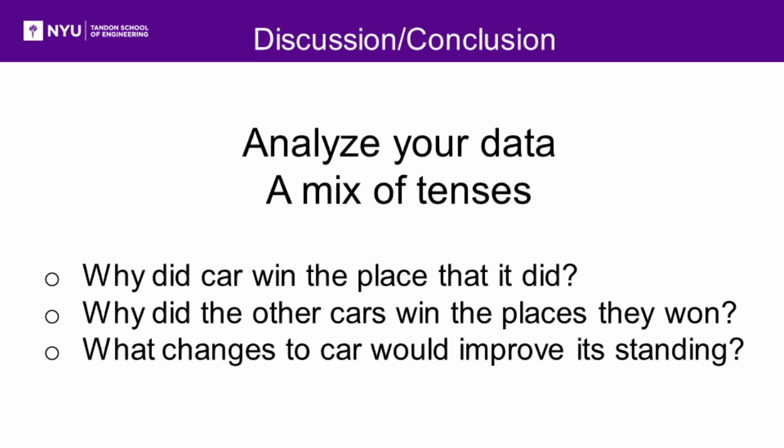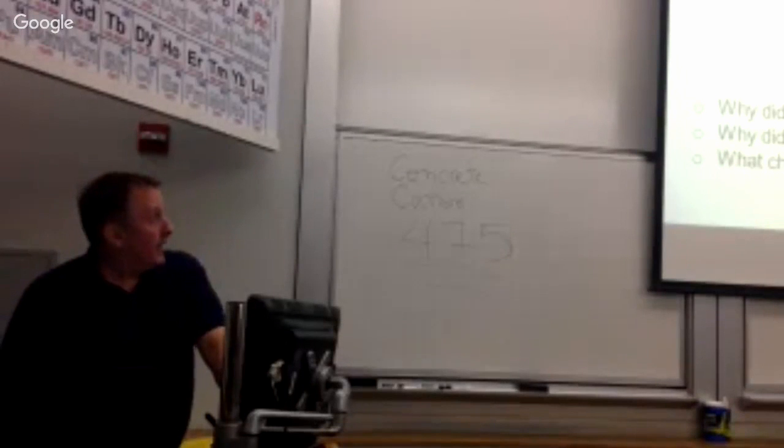Now, finally, this is where you make your analysis. This is going to be a mix of tenses. So in a mousetrap car lab report, why did you place in the place that you did? Why did you win first? Why did you place last? Why were you second? Why did the other cars win the places that they won? What changes would you make to the car to improve its standing in the competition? So that's the sort of analysis that we're looking for here.